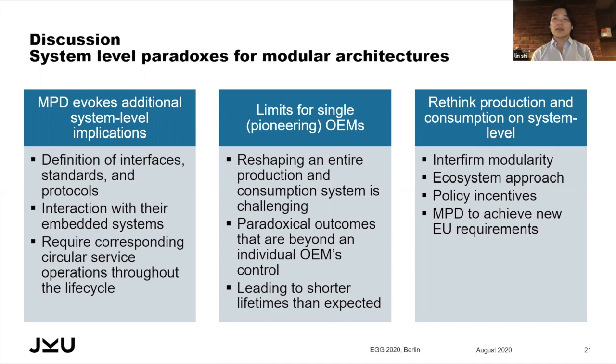The first idea is the idea of interfirm modularity. It's an idea that's mentioned in scholarly literature, but we haven't seen much practice yet. The idea is that companies could facilitate modules that could be exchangeable and compatible with each other. The reality that we've seen is still that individual companies are not really compatible with other companies' modules.